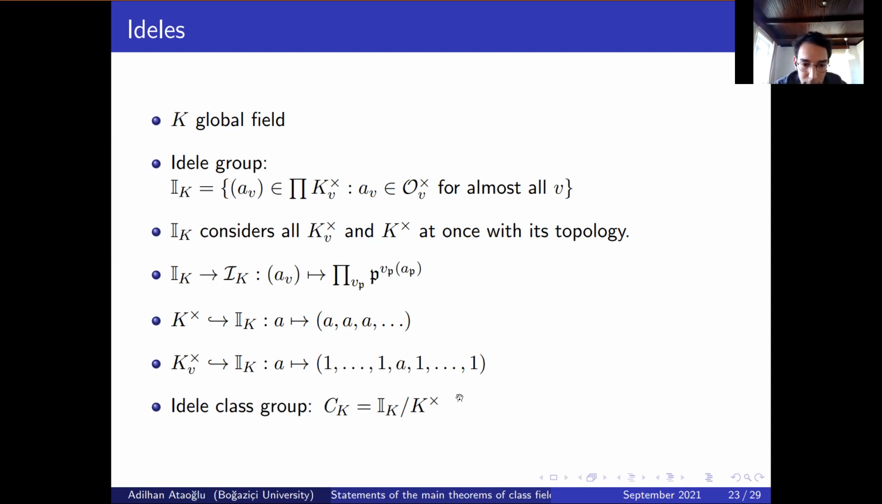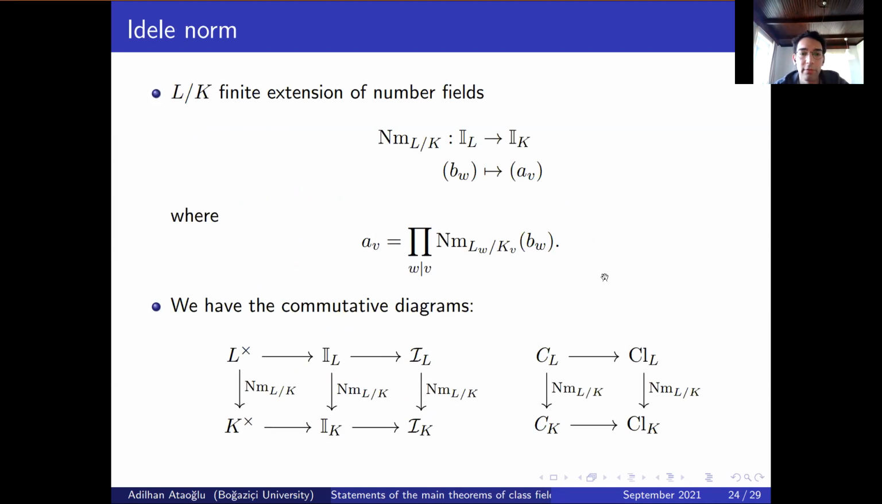And we define the idele class group as this quotient. This is the analog of the ideal class group for K. Here, K star is embedded in the idele group. Now we define an analog for the idele case of the norm group. The idele norm is a map from the idele group of L to the idele group of K. And with this definition of idele norm, we have these commutative diagrams. These commutative diagrams say that this norm map is compatible with the other norm map previously defined for the ideal case and for the fields.